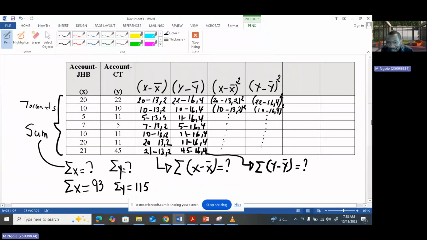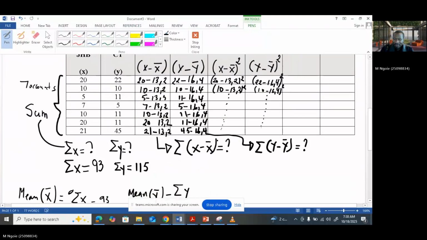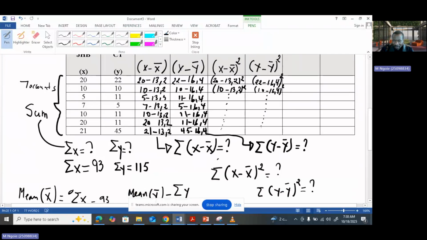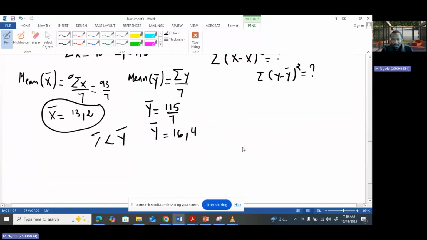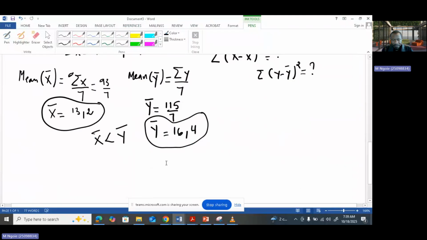And when you are done, remember, you also need to get the sum of x minus x bar squared, and the sum of y minus y bar squared, right? So the sum of all these numbers here and the sum of all these numbers here, right? Now, let us go a bit down and we're going to see.